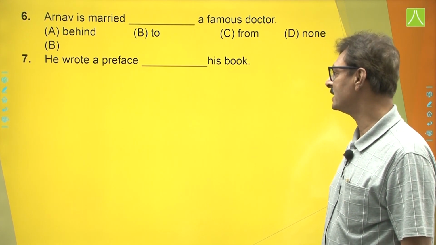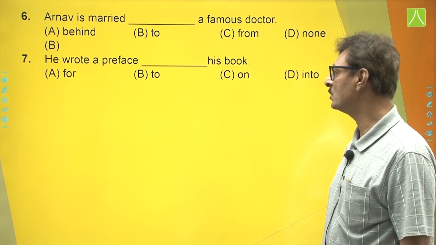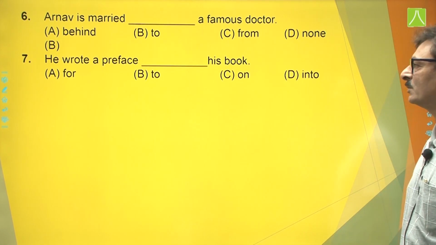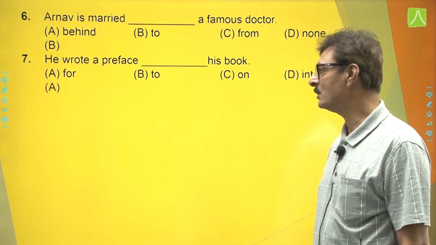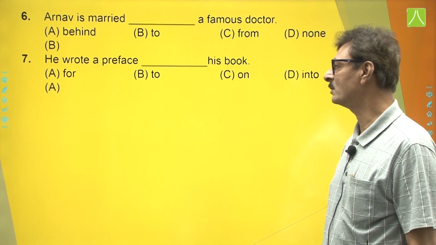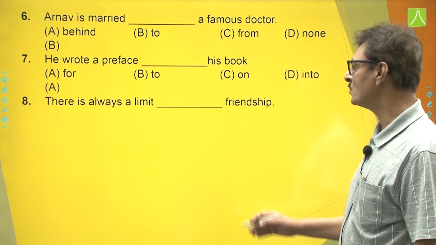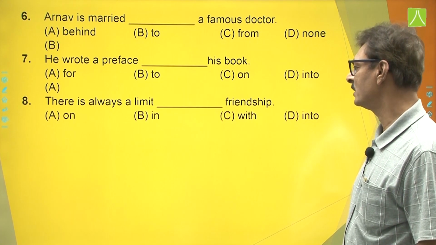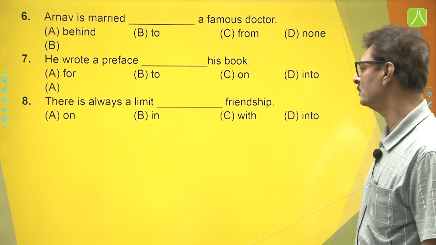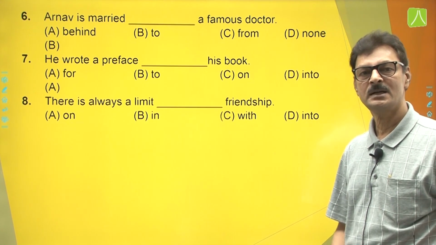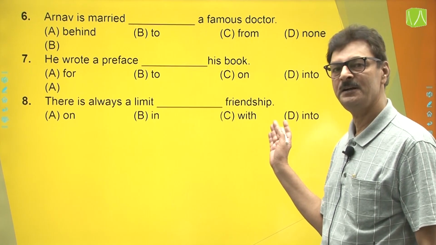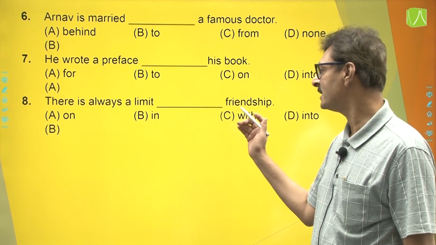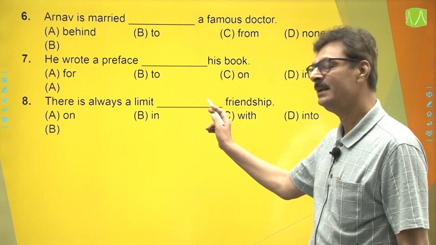He wrote a preface dash his book. For his book, to his book, on his book or into his book. Preface किताब के लिए लिखा जाता है, तो he wrote a preface for his book. Next, there is always a limit dash friendship. On, in, with or into. Yes, which of these is the correct option? Is it on? Is it in? Is it with or is it into? And the correct answer for this is there is always a limit in friendship.